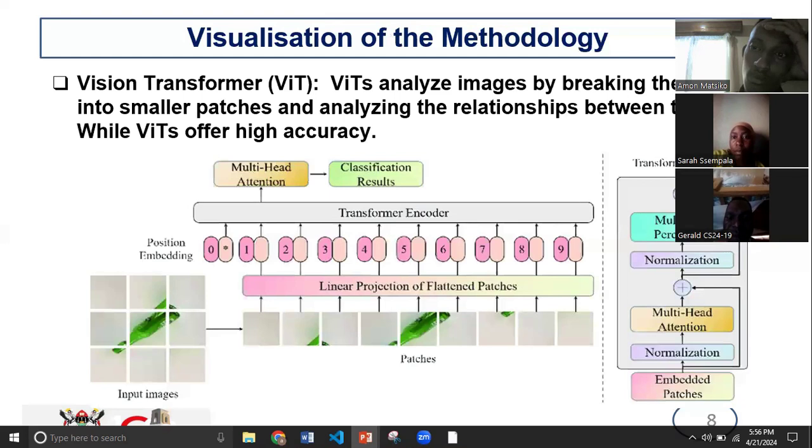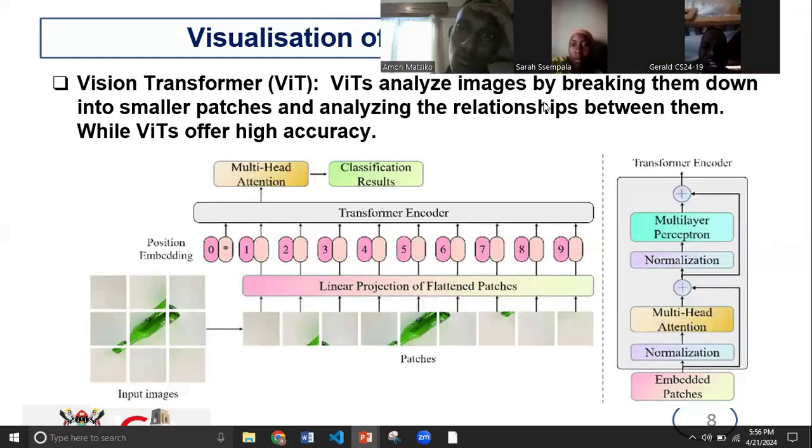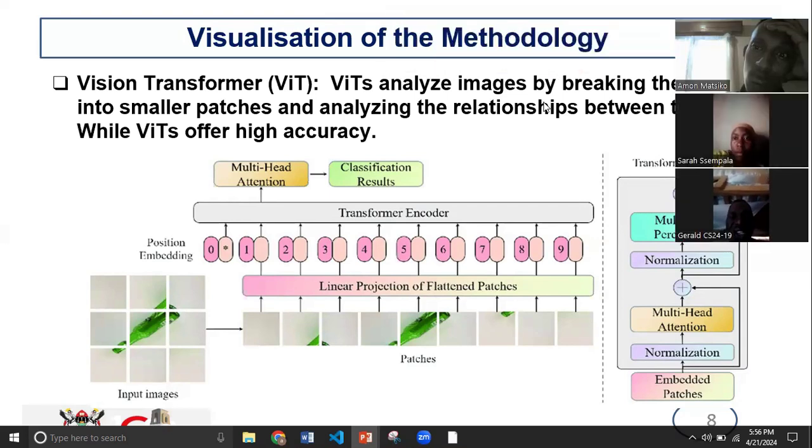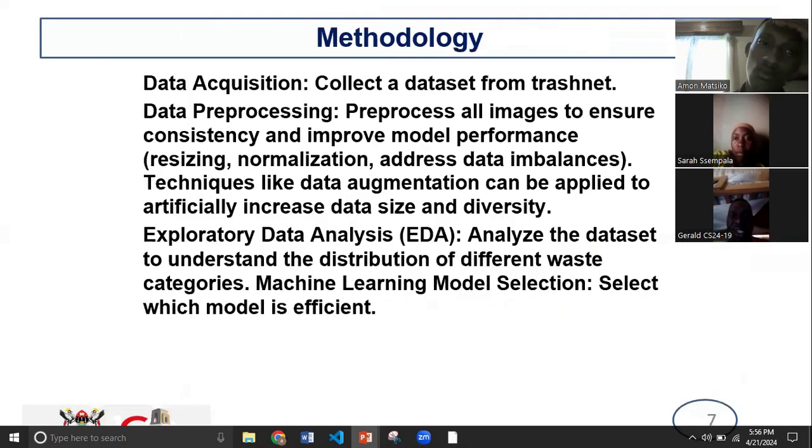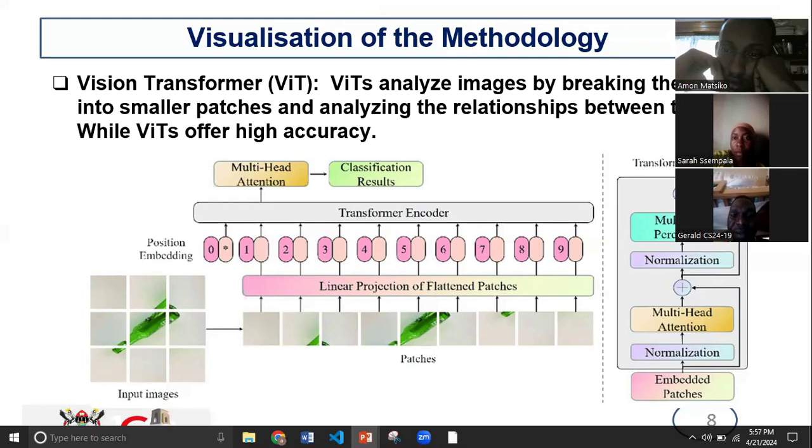So here is the visualization of the methodology, but let me first talk a little more about the previous slide. We had to choose which model was efficient. In data preprocessing, we used EfficientNets to preprocess the data in different ways by resizing, normalization, and looking for data imbalances. This helped us a lot to actually classify our waste.